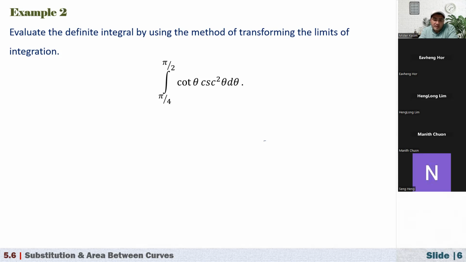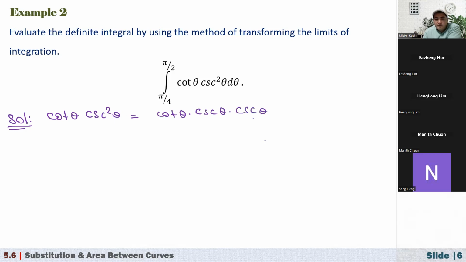Cotangent is cosine over sine, right? A cosecant squared of theta, that is, again, so can we simplify this? Let me just see. Okay, so I think we are going to use this cotangent of theta times cosecant squared of theta. So I can write it as cotangent of theta times cosecant of theta times cosecant of theta.